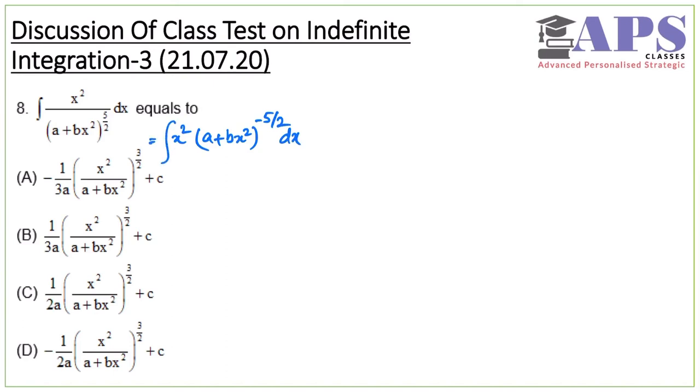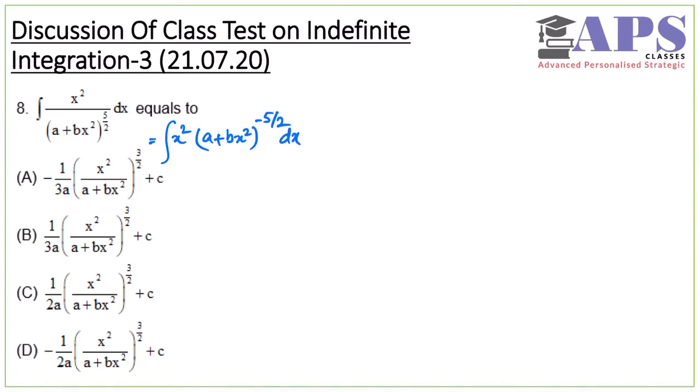So now this is also the same form that we have done just now before this, and we can see that the power of a plus bx square is not an integer, so we have to do some calculations here. And instead of that, what we can do is we can take (a plus bx square) divided by x square as, say, t square. That substitution can be done.